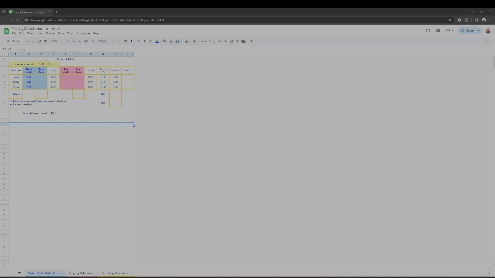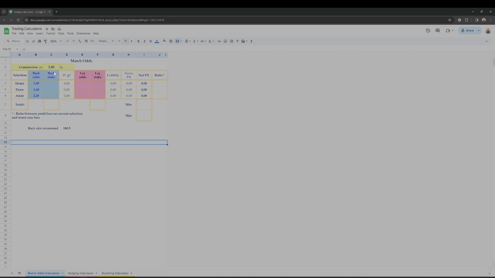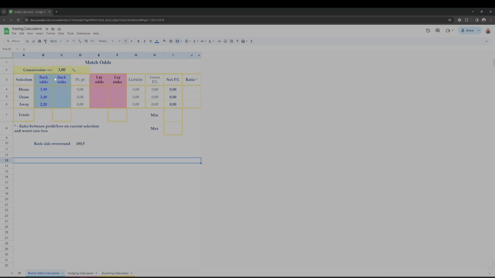So what you can see here, can I make it bigger perhaps? Yeah, maybe even bigger, 150. Okay, that should be better. So what you can see here is basically the match odds market put into an Excel spreadsheet.